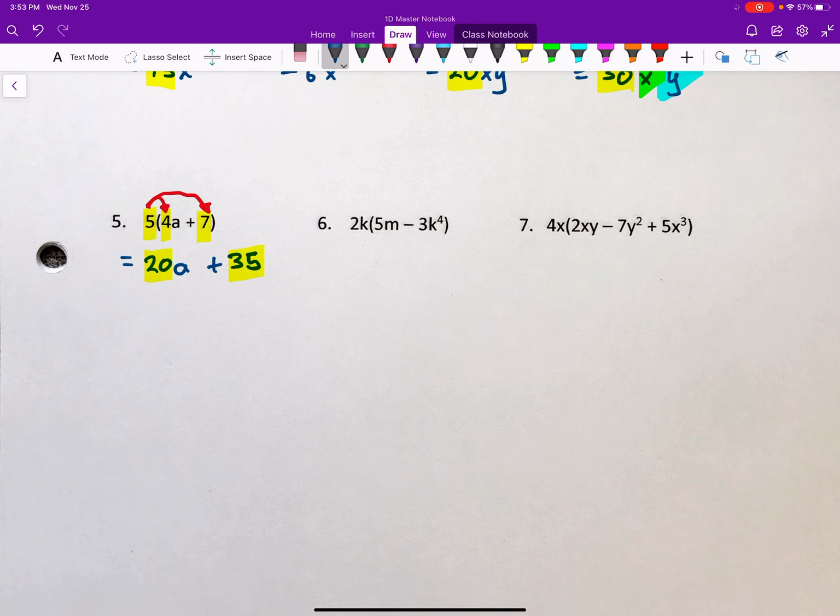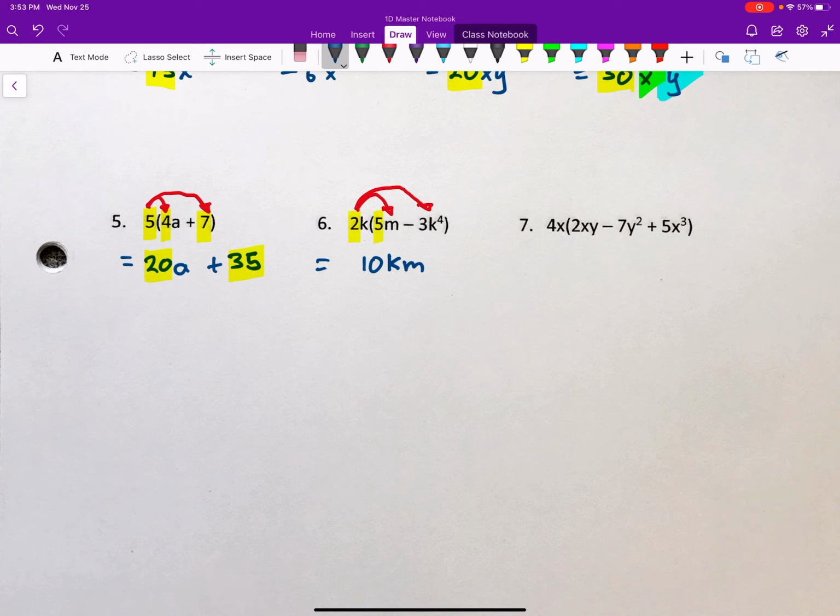Now I'm going to multiply 2k times the first term and 2k times the second term. So I'm basically going to do the same thing twice. I'm going to multiply 2 times 5 and get 10. And then I'm going to do k times m. If I ignore the 3k to the 4 in the end right now, just focus on the 5m. Well, again, we got a situation where k and m are not like terms. They're not common base exponents that are powers that I can multiply together. I just have to write 10km for the first one.